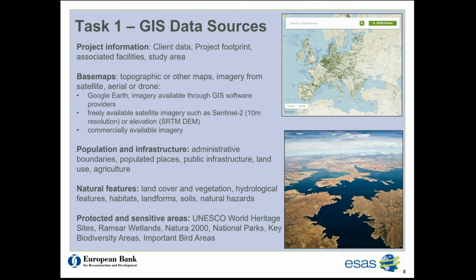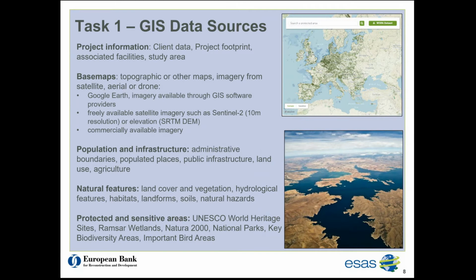As we've mentioned, the use of imagery to create a base map is really important so that other types of GIS data can be placed on top as reference layers. Typical sources include Google Earth or imagery base maps that may be available through GIS software providers such as Esri, freely available satellite imagery such as Sentinel-2 or digital elevation models, or other commercially available imagery that may be made available from the client or can also be purchased. Settlements and public infrastructure can also be added using sources such as OpenStreetMap, which contains a variety of GIS-ready spatial datasets. And this includes natural features such as land cover, landform and soils, and also natural hazards datasets.